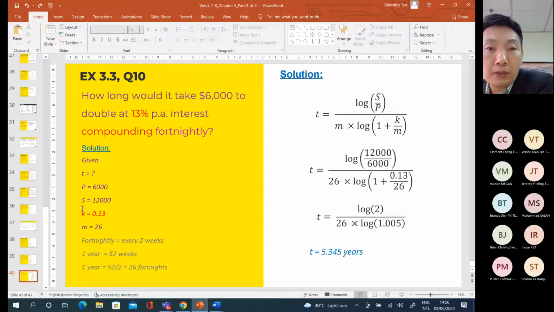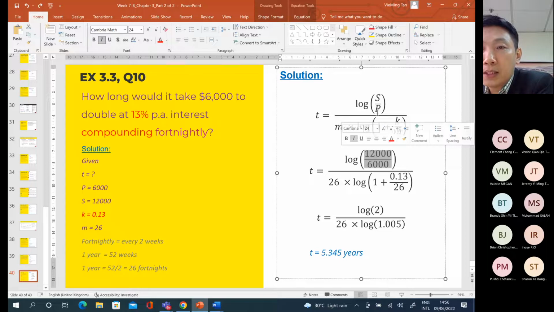S is 12,000 from here, so we put 12,000 here. P is 6,000. M is 26. K is 0.13, so make sure that you convert the 13% to a decimal number. Remember, M is 26 because of fortnight.